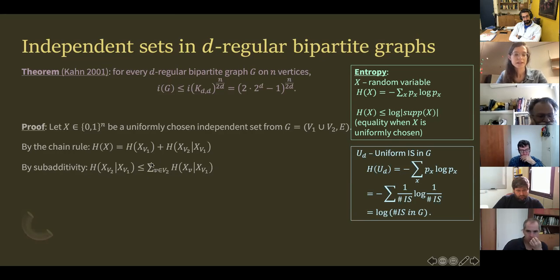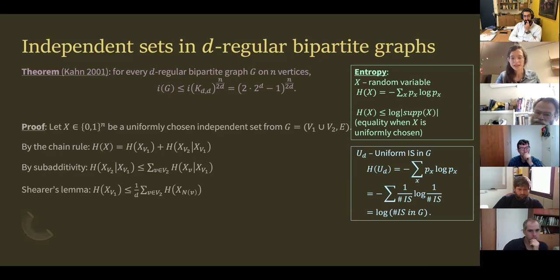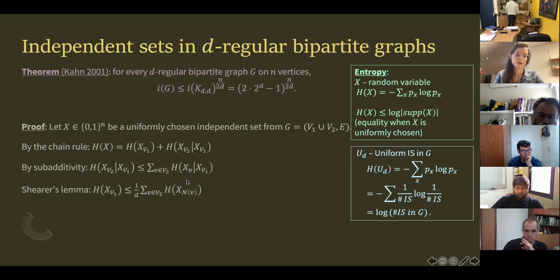So this will be the first thing, but unfortunately subadditivity will not be good enough to bound this part, so we will need something a bit stronger. And for this, we use the famous Shearer's lemma that tells us that, in this special case, instead of summing over each vector separately, we can somehow average around the neighborhood, using the fact that our graph is bipartite and d-regular. Okay, and that's basically it.